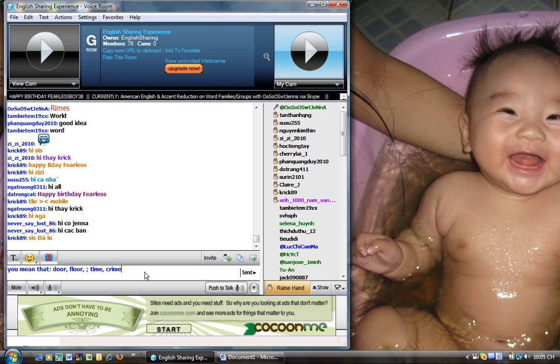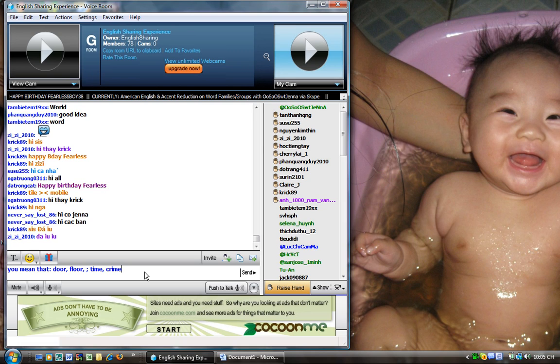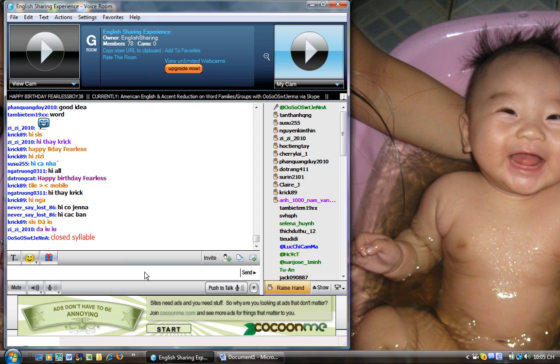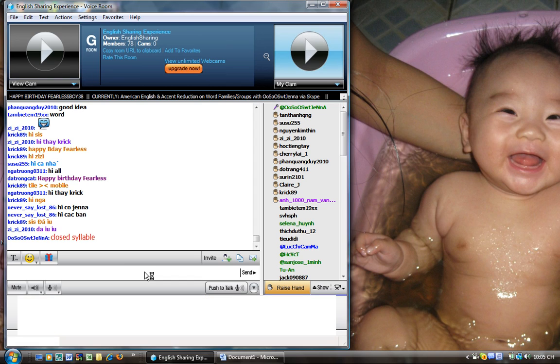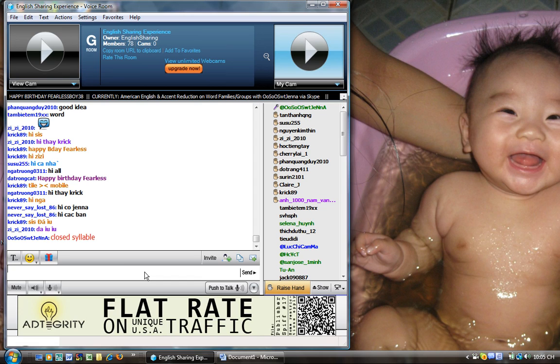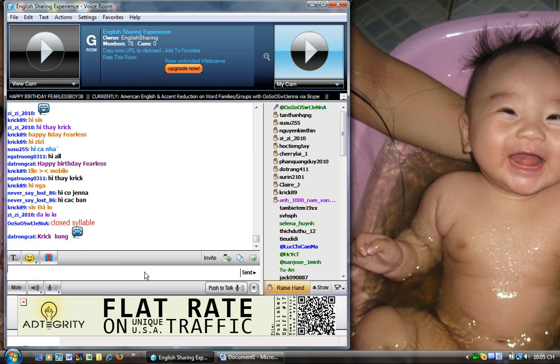Let me repeat the rules again for you. The first way to distinguish whether it is a long vowel or a short vowel is by the ending of the word. If a word or a syllable ends with a consonant, we call that a closed syllable. What that means is that the consonant is blocking the vowel sound. So the sound is short.